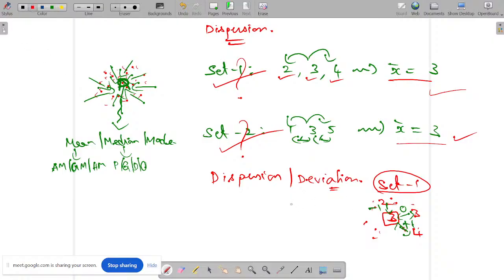Let me go for second set, set 2, and I'll draw all the values. Okay, which means I'll mark all the values. And what is the representative here? What's the representative here? Here also 3. See, so for second data also the average is 3, right?